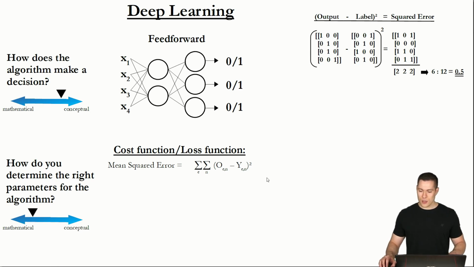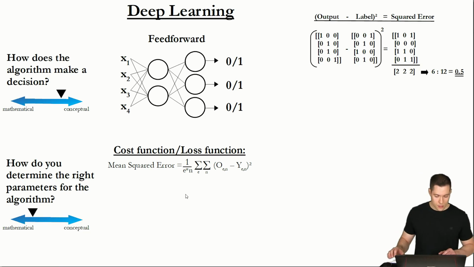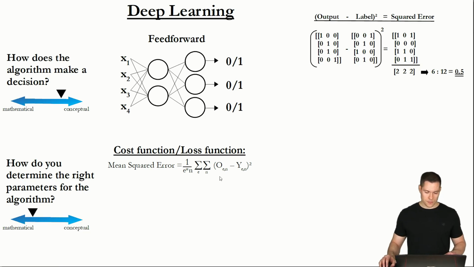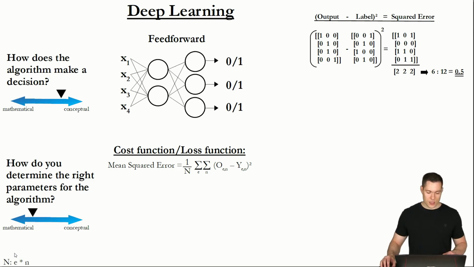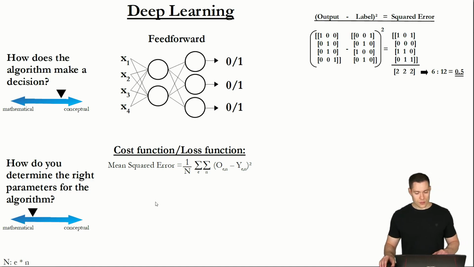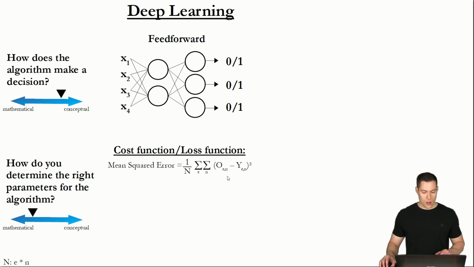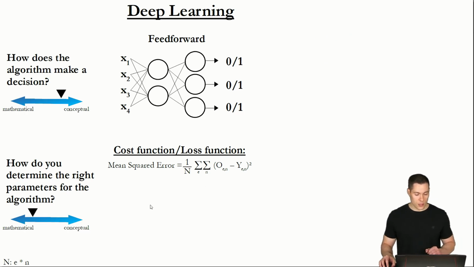And then finally, what we're going to do is divide the sum here by the number of elements in this matrix. So we divide it by the number of examples times the number of output nodes that we have. And to make this formula a little bit more concise, we're going to represent the number of elements in this matrix here with a capital N. And this capital N just means that we multiply the number of examples that we have with the number of output nodes. So this is now our final metric that we're going to use as our cost function.